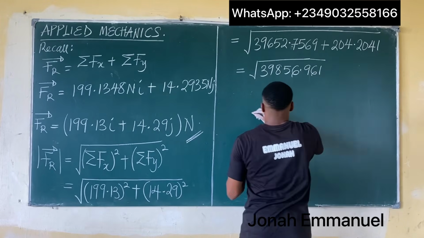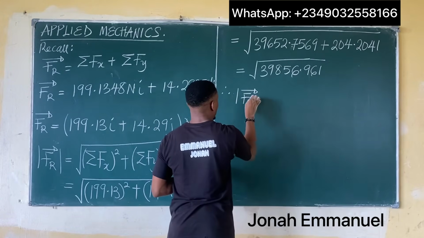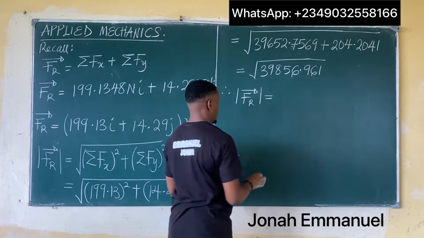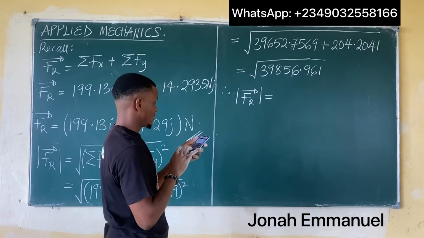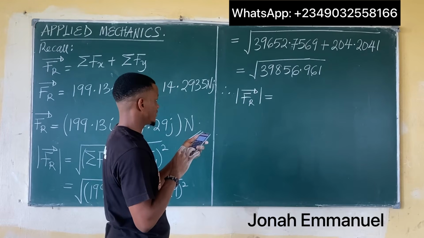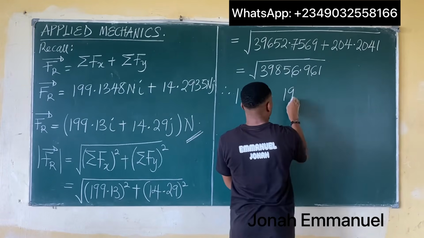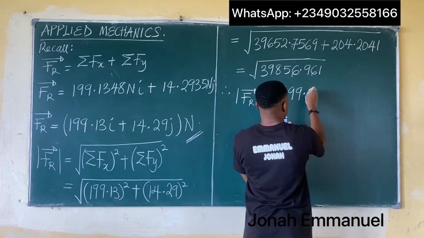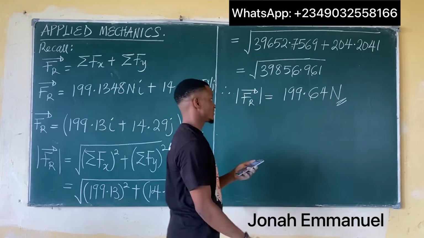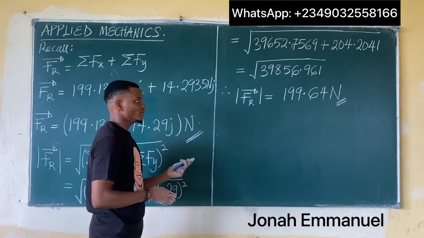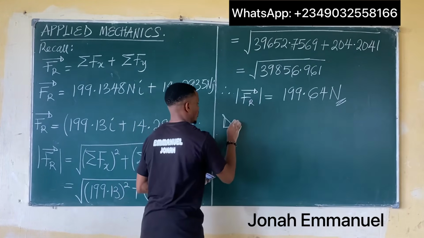Therefore the magnitude of the resultant force Fr is equal to the square root of 39856.961. That's about 199.64 Newton in two decimal places. So this becomes the magnitude of the resultant force. Let's get the direction of the resultant force.